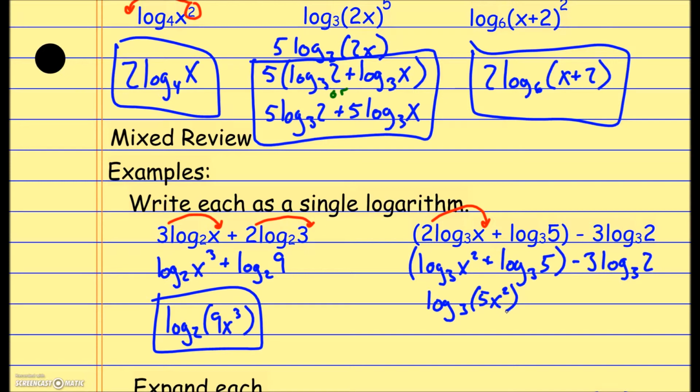Now I'm done inside the parentheses, so outside the parentheses I can do this step. I can bring this guy up as an exponent. Multiplication becomes an exponent inside the logarithm, so it's log base 3 of 2 to the third, which is 8. And now the subtraction becomes division inside the logarithm, so it's going to be log base 3 of 5x to the second over 8. So we're bringing all these rules together to reduce this thing and condense it one step at a time.